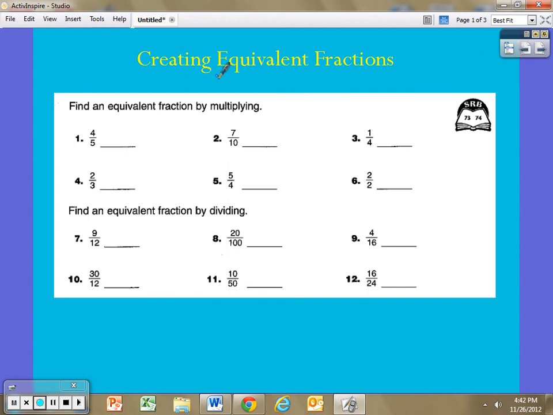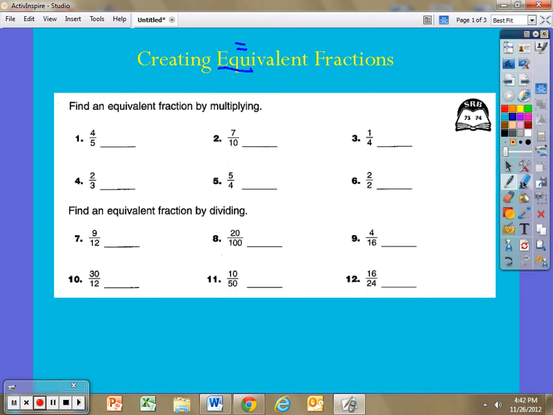Giomini coming to you with some review from lesson 4.1 today, which we talk about equivalent fractions. I always hear the word equivalent and I think of equal. So we're talking about fractions, two fractions that are equal to each other. If I read the directions here, it says find an equivalent fraction by multiplying. So I'm going to make equivalent fractions by multiplying.